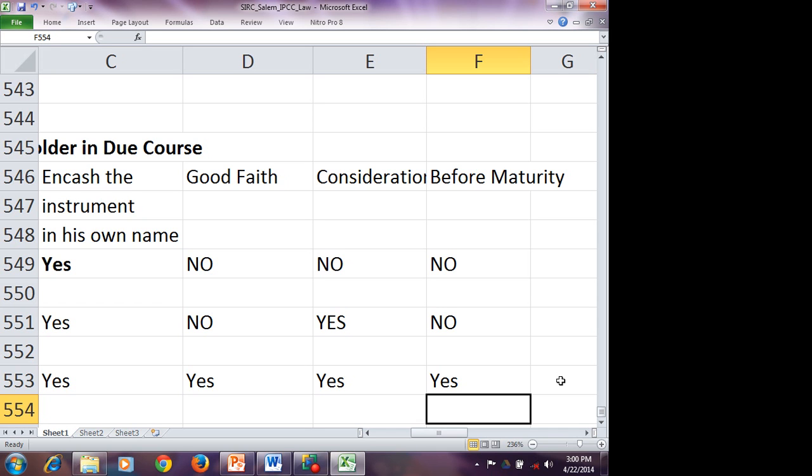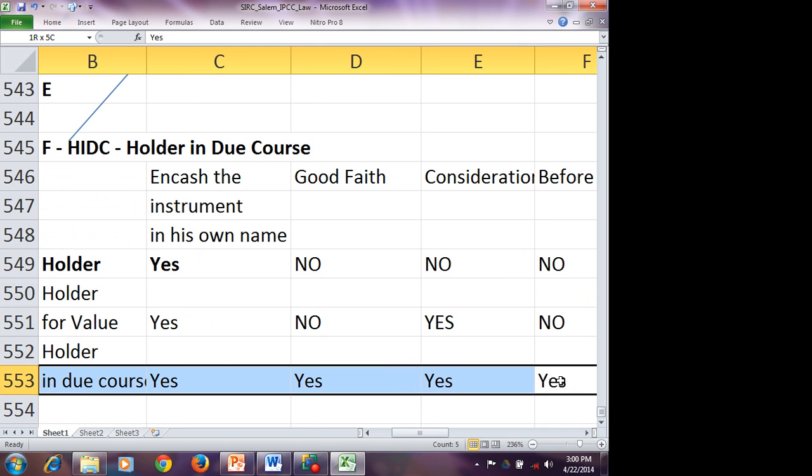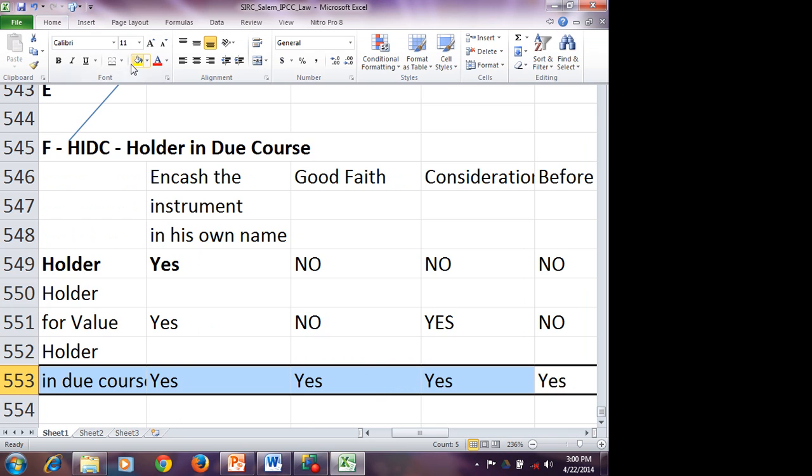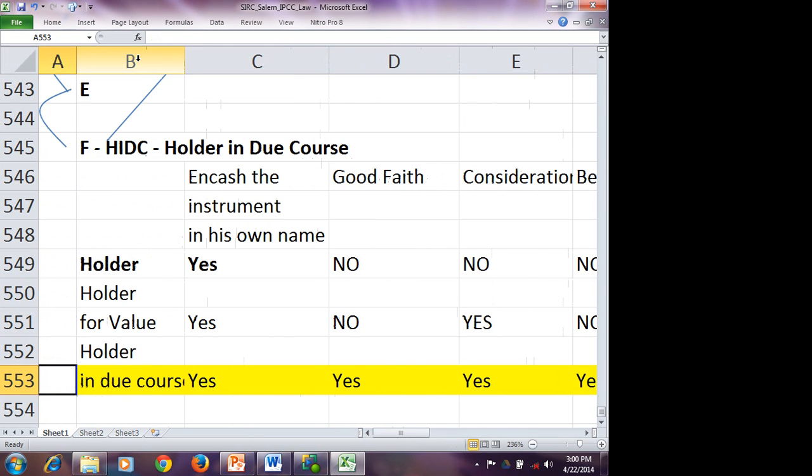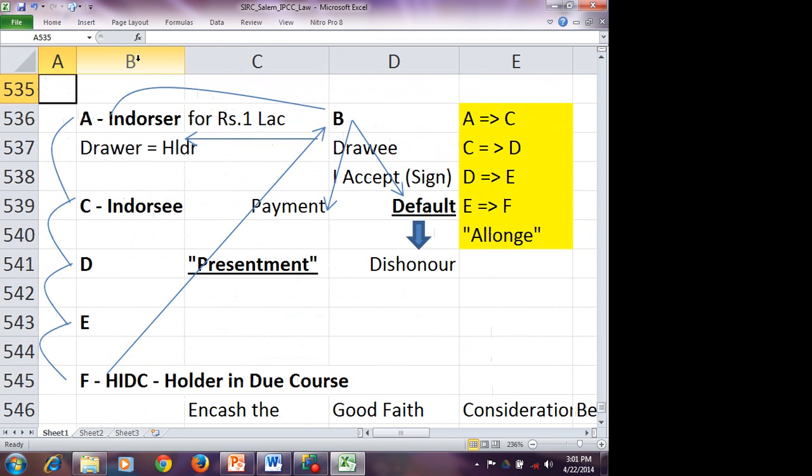the amount for payment. So, holder in due course is a person who is entitled for payment in his own name, because primarily he is a holder, plus he acquired the instrument in good faith, for consideration before maturity. So generally, unless this presumption is broken, always you assume that the party is a holder in due course. The holder is always assumed to be a holder in due course.